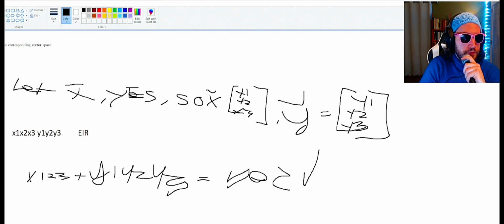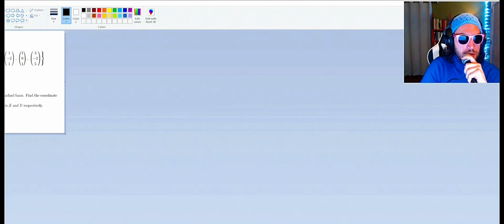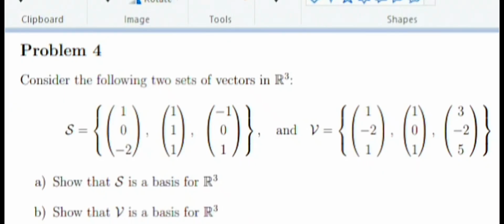Let's see. Let's go ahead and go to the next. So problem 4. 4C. Show that S is a basis. So for 4A, you can just use MATLAB. For rref S equals 1, 0, 0, 0, 1, 0, 0, 0, 1. That's an identity matrix. So for A, use MATLAB.